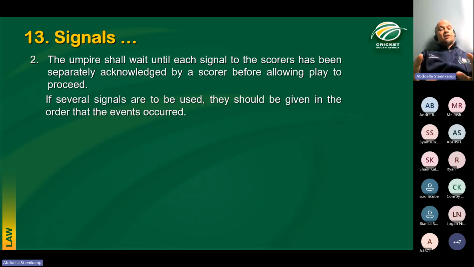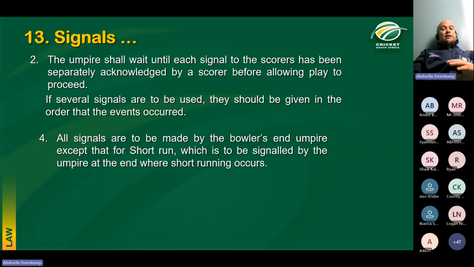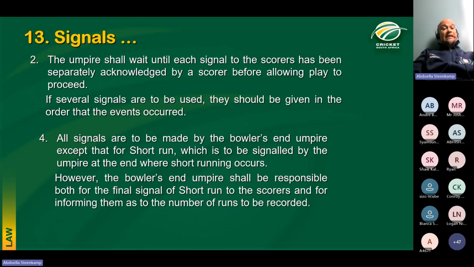So if there is more than one signal, signal them separately. Scorers need to acknowledge each of them separately. When it comes to signaling the scorers, bowler's end and striker's end umpires signal to the scorers. There's one exception, and this is the short run. If the short run occurs at the striker's end, yes, the striker's end umpire will call and signal short run. But when it comes to signaling the short run to the scorers, it's not the striker's end umpire who signals. The bowler's end umpire needs to signal short run to the scorers and to make sure that the scorers know the number of runs to be recorded.